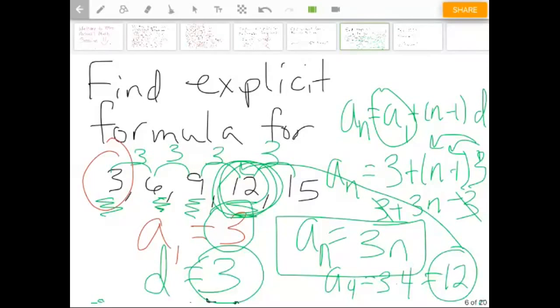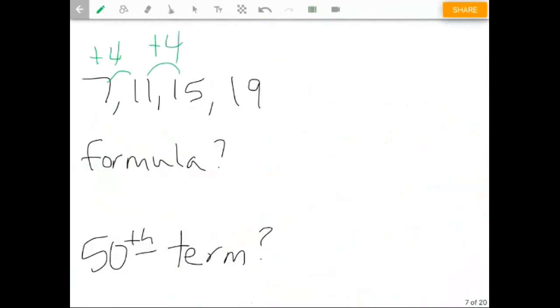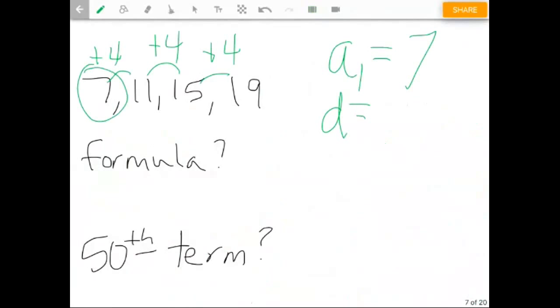All right, I'm pulling up another example here. Here's our sequence, 7, 11, 15, 19. It's arithmetic because each time we're adding 4. The two things you need to know are a sub 1, the first term, and the difference. Our first term is 7, right here, and the difference every time is 4. Go ahead and pause the video and try to write the explicit formula, and then after that we'll talk about how to find the 50th term.